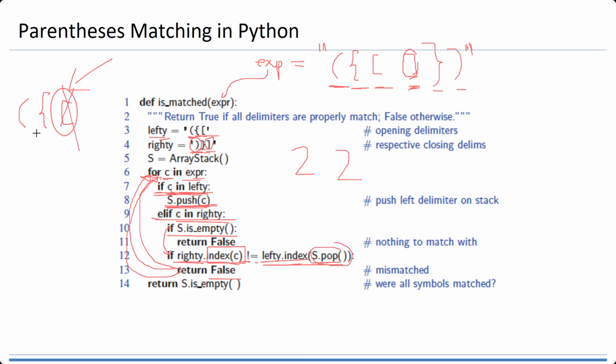And next, we will check the curly bracket. For the curly bracket, again, it is in the righty. Now check, is S empty? No. Then we go back here. Let me choose here.